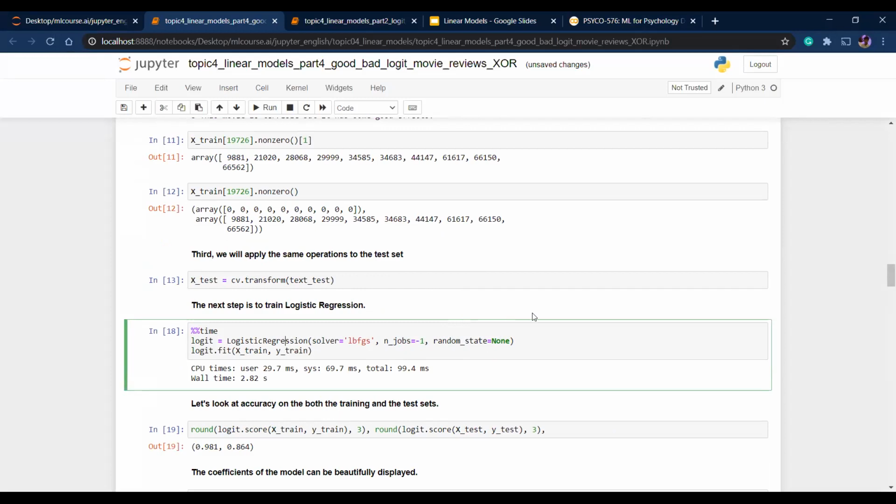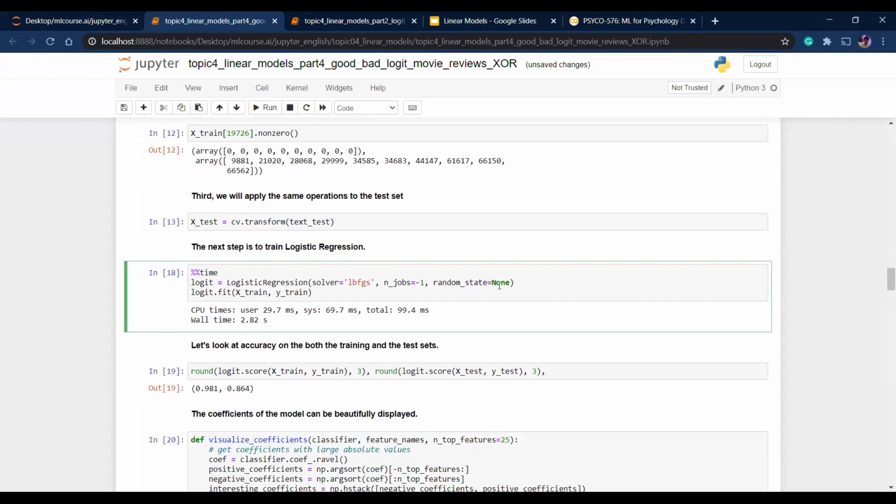If it's set to none, every time you run the algorithm, you will get a different starting or random value. So that is the starting point in the case of models, and in the case of training and testing splits, you'll have different sets of data.